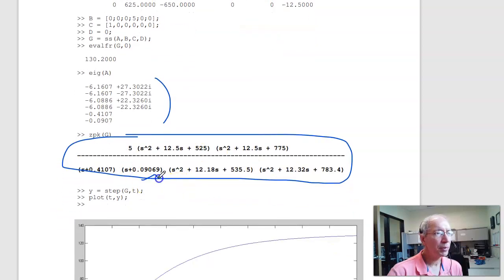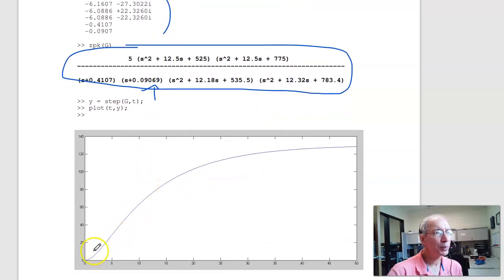So it says, here's my dominant pole. That should behave like a first-order system. Plot the step response. It looks like a first-order system, no oscillations. Settling time is about 40 seconds. About.